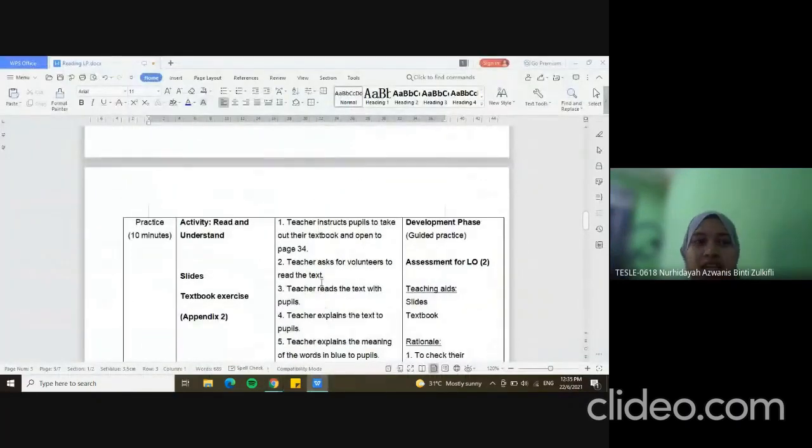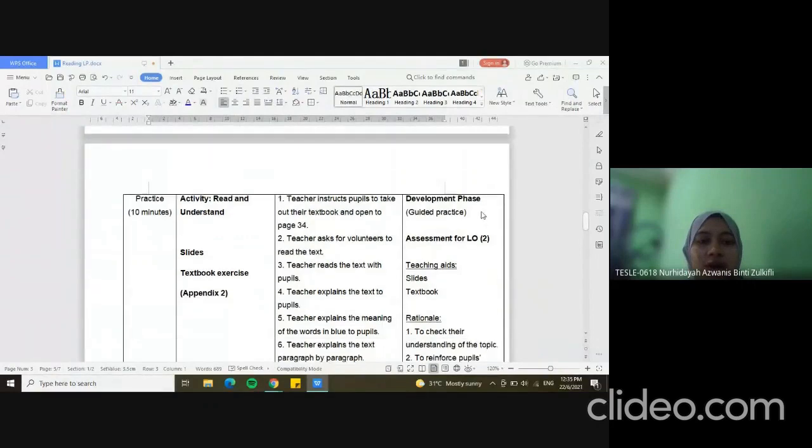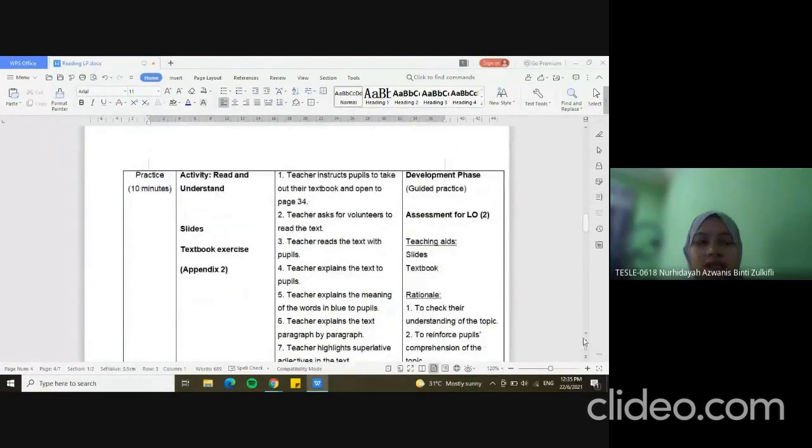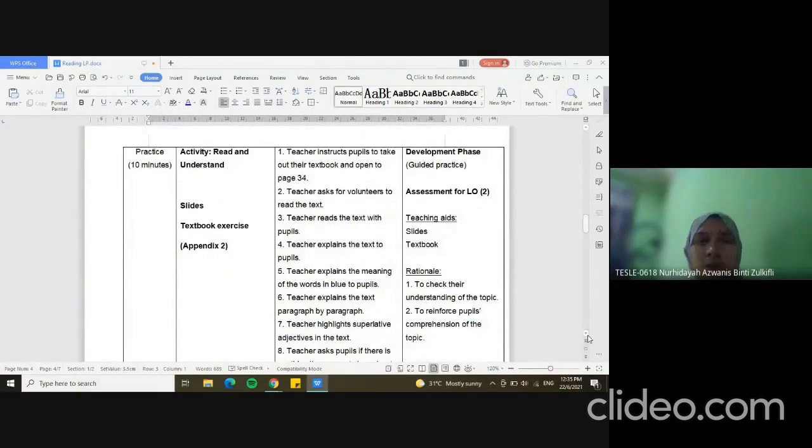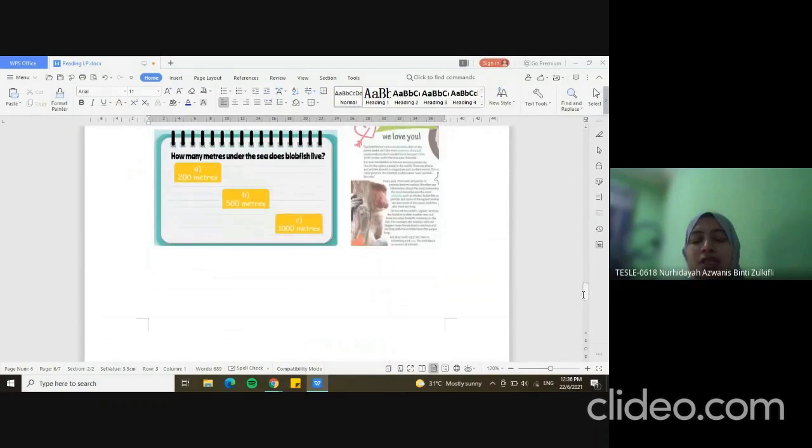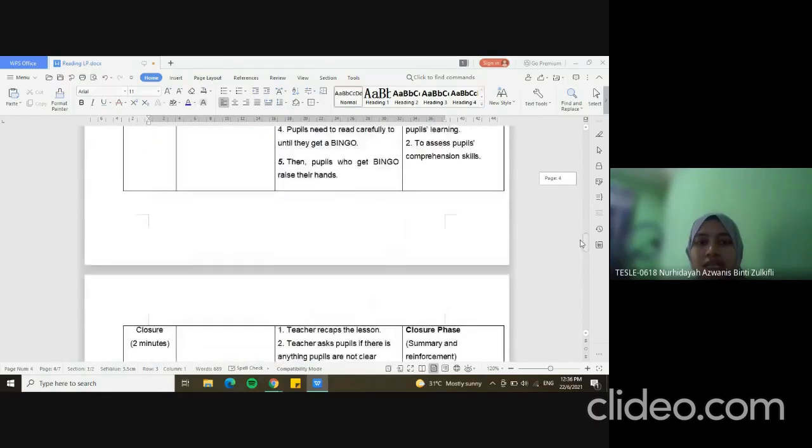Okay, so we will continue with the practice stage. After the presentation and the set induction, students will have the general knowledge about the blobfish. So now we can continue with the activity, read and understand. The pupils have to open page 34, which contains the text from the textbook about blobfish. As you can see, that is the text about the blobfish.